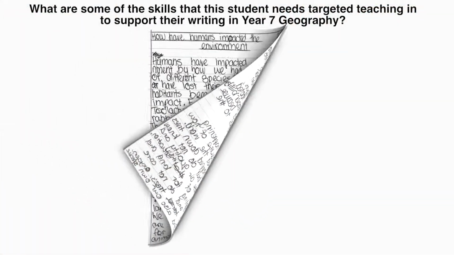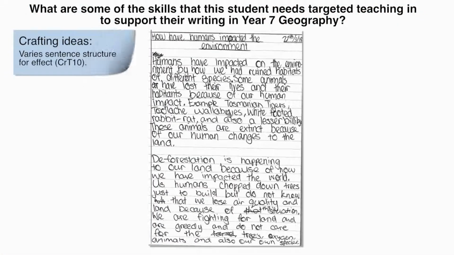So where to next for this student? How would we plan and program teaching to address areas of need? In crafting ideas, the student needs teaching around building sentence variety and complexity as described in Creating Text Level 9 and 10, as most sentences are simple or compound, using and but. Where some complexity is attempted, the word because is repeatedly used, or on one occasion the structure is not correct.